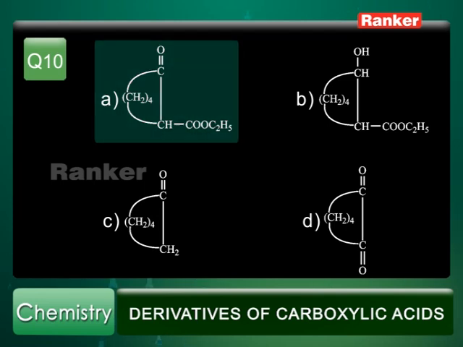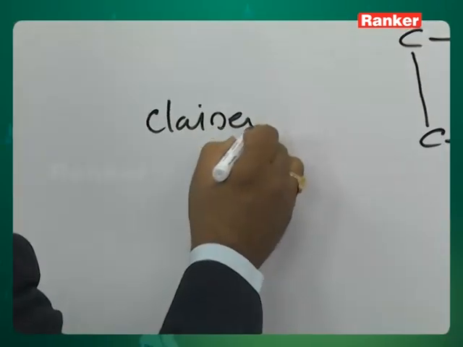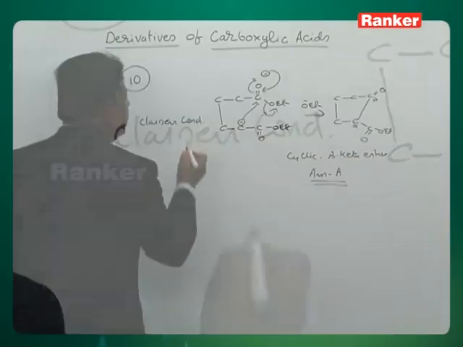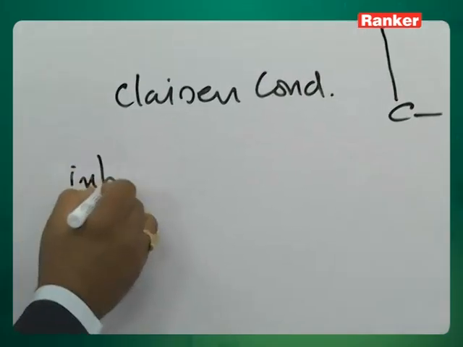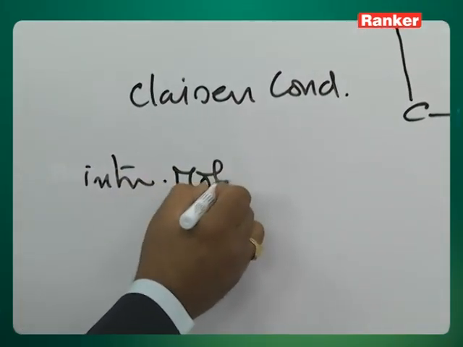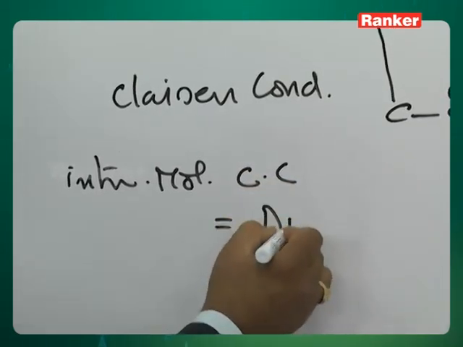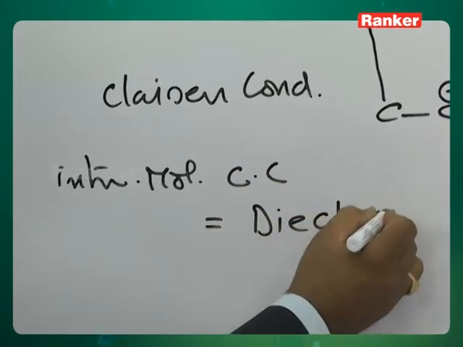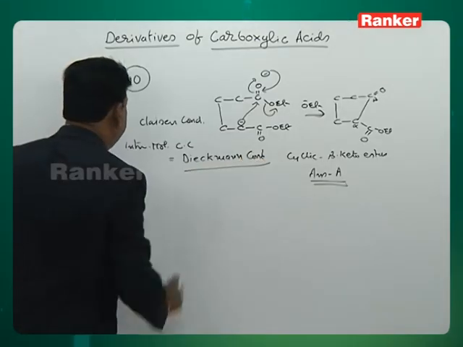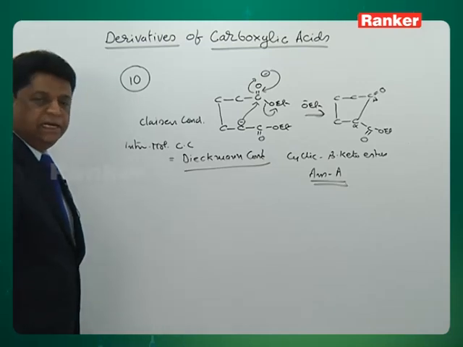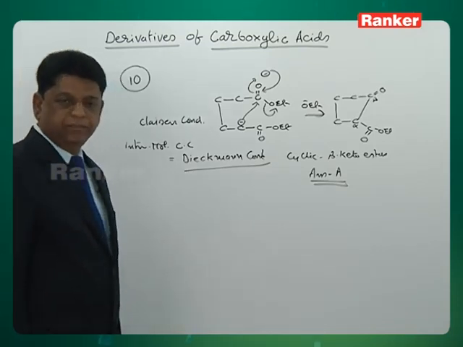This is originally called a Claisen condensation. An intramolecular Claisen condensation has a specific name called Dieckmann condensation.